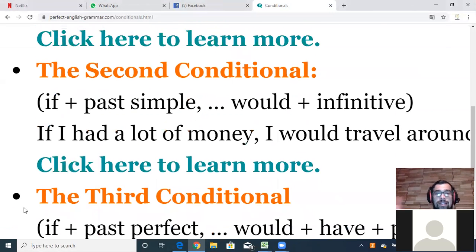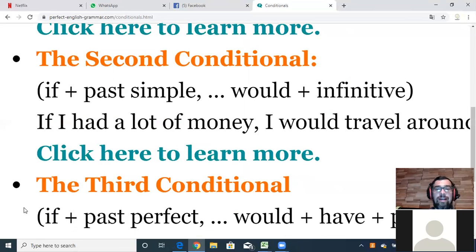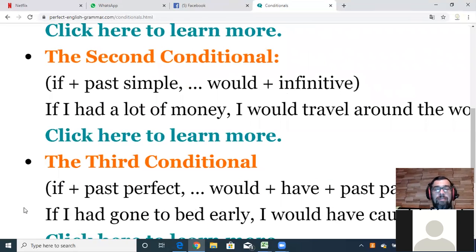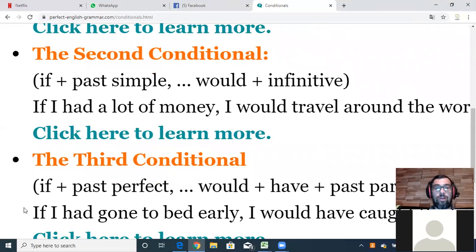Second conditional is if plus past, would plus infinitive, right? Most of the time, remember, it's for us to dream about things. So if I had a lot of money, I would travel around the world. Can you give me a very quick example for that? If I had saved enough money, I will buy the new cell phone.